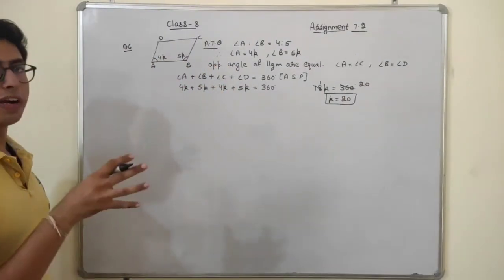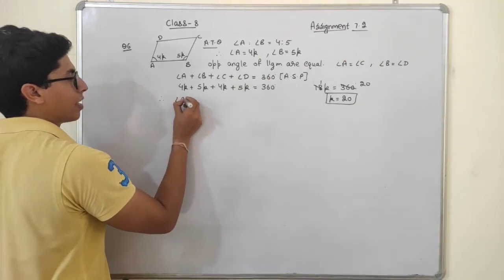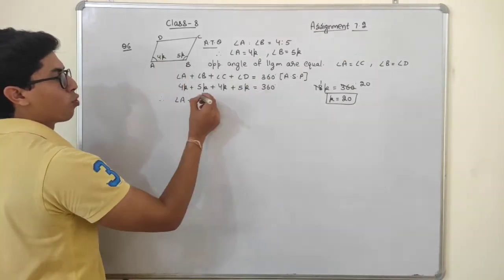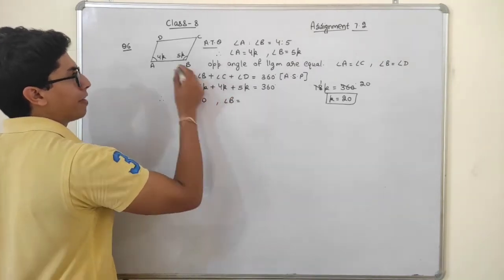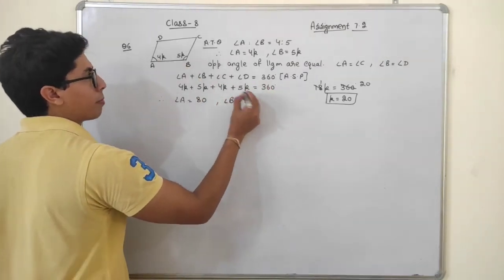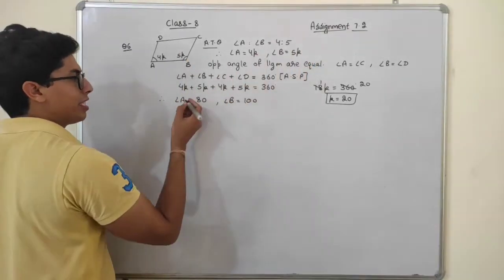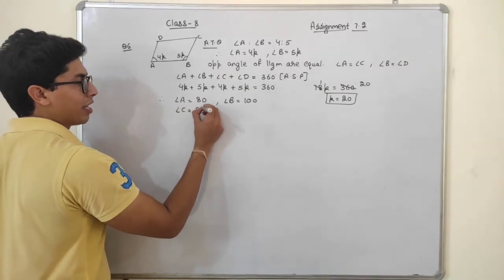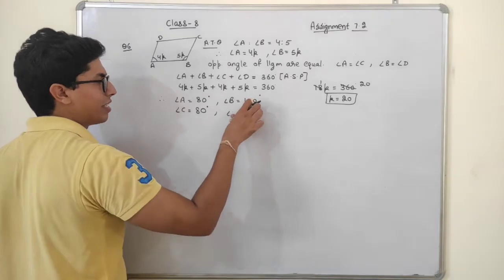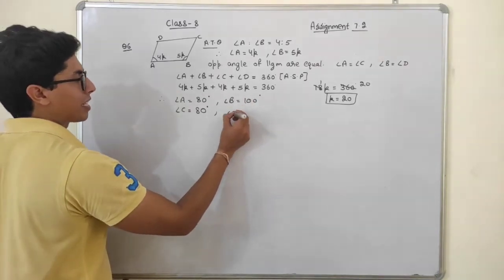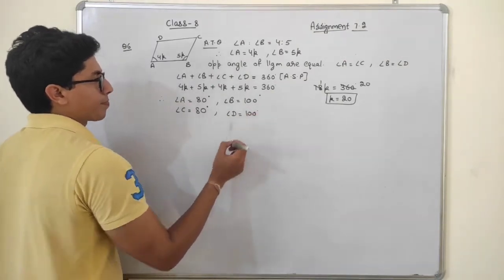Now, students, I have to find out the measure of all angles. Therefore, I can say that angle A is equal to 4k. 4k means 80. Angle B will be 5k. 5k means 100, because 5 into k, that means 5 into 20. And angle A is equal to angle C, so angle C will be the same as angle A, 80 degrees. Okay. And angle B will be the same as angle D, so this will be 100 degrees as well.